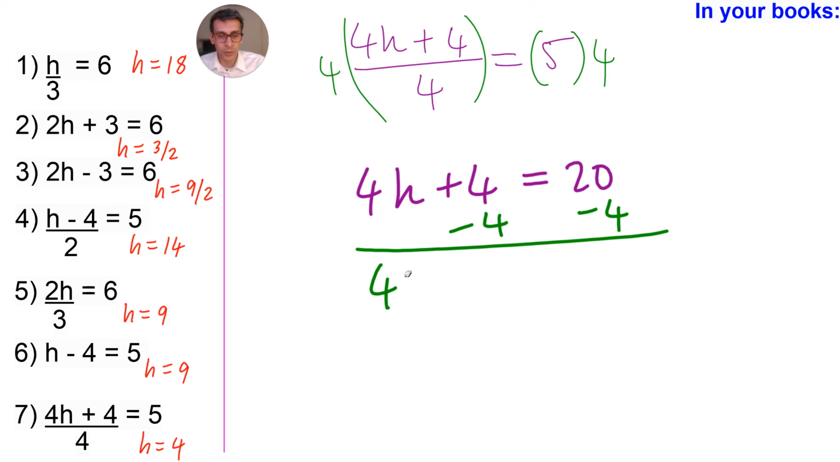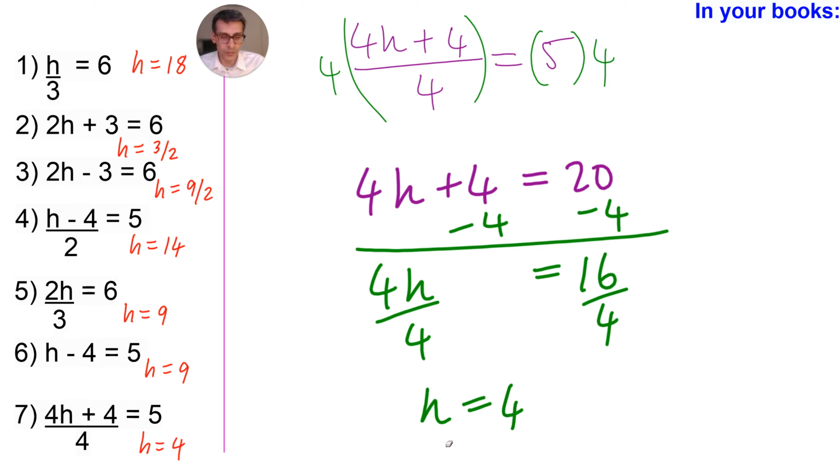So that becomes 4h equals 20 minus 4 is 16. Then we are going to divide by 4, so h is equal to 16 over 4 is just 4, and that's our answer. So these are the answers, the worked solutions to the 7 questions on the left.